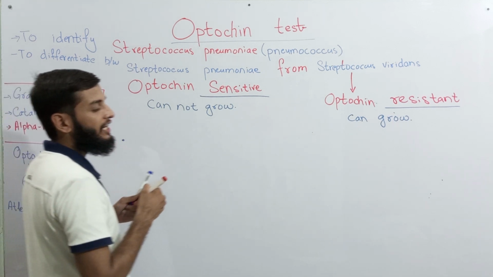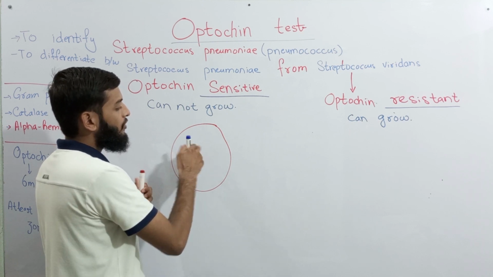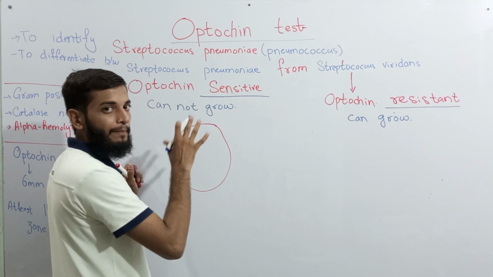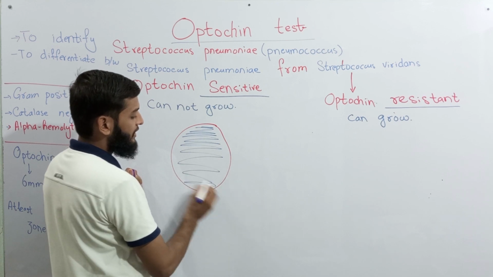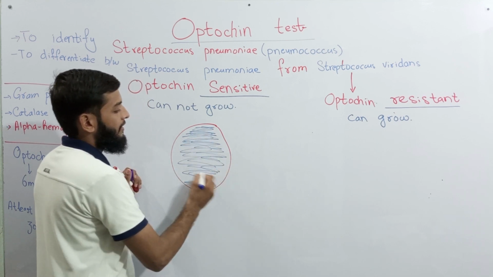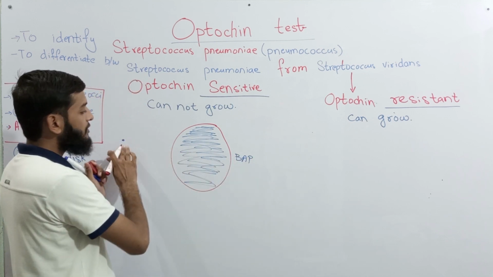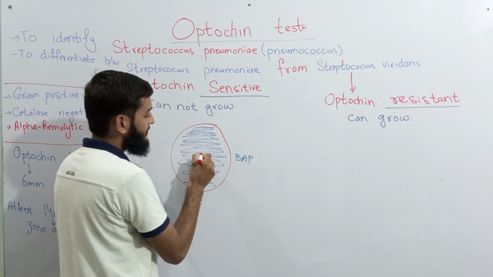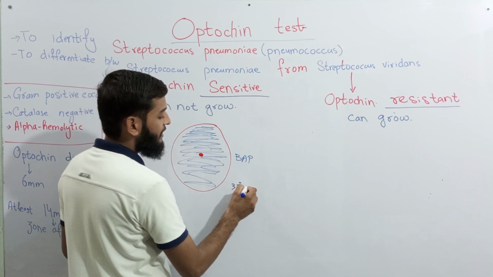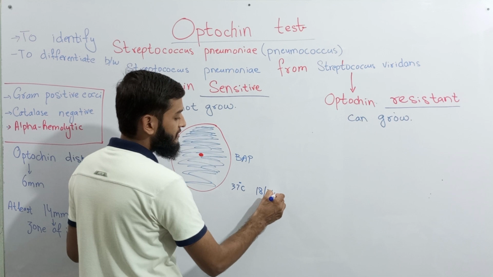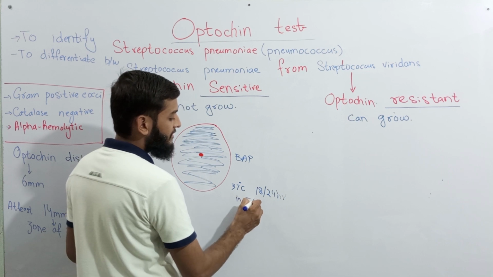And in this test we need blood agar plate, and on this blood agar plate we will make a bacterial lawn of Streptococcus pneumoniae. With the help of swab we will make a bacterial lawn. On this agar plate we will place this Optochin disc in the center, and then we will incubate this plate at 37 degrees centigrade for 18 to 24 hours in 5% CO2.